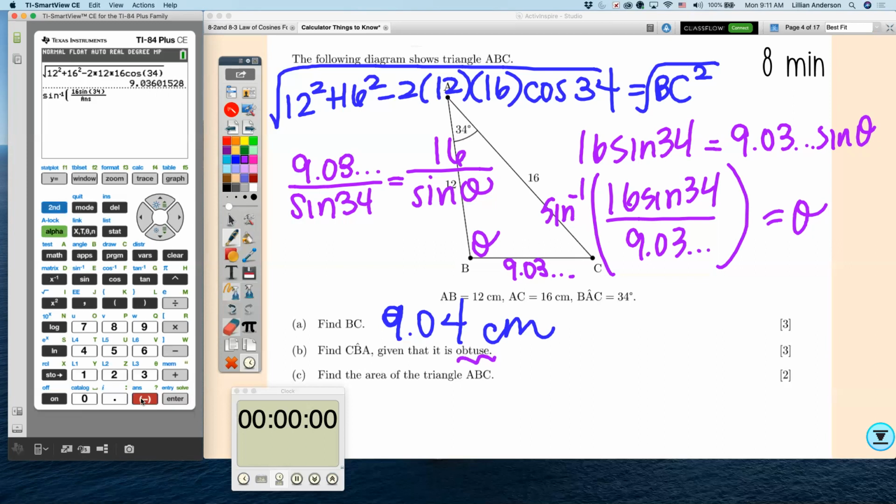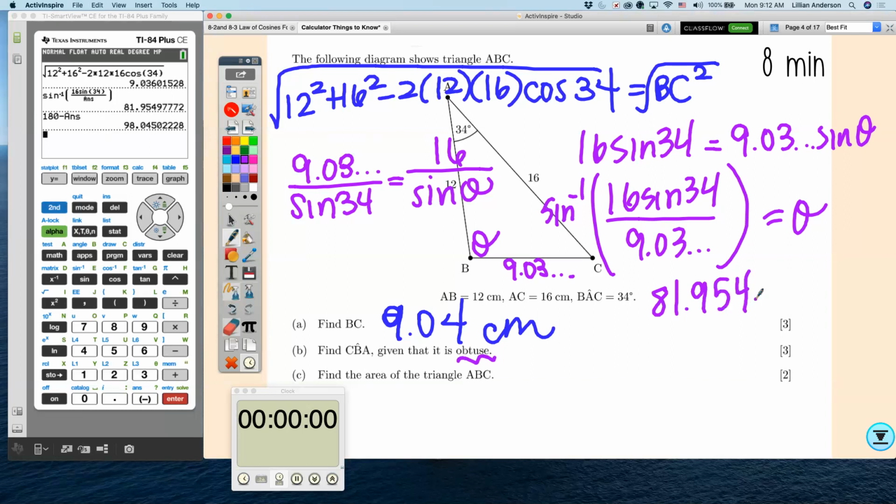I'm going to use second negative to bring down the previous answer. Second negative will bring down any previous answer and put it in there. That's not obtuse. I would do 180 minus that value to get my obtuse angle. Very good. The calculator will only give you acute angles. So if you do end up in this particular situation, 180 minus that value will give you the angle that you need. Round that to 3 significant figures for me, Eli. 98. Very good.